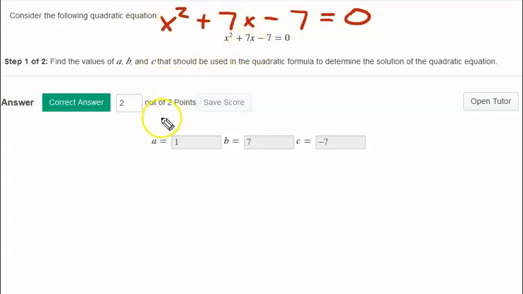They're asking us to find our A, B, and C terms. Well, the A is 1, which we put there. Our B term is a 7, and our C term is a -7. Okay, I'm going to go to the whiteboard now to solve this using the quadratic formula.